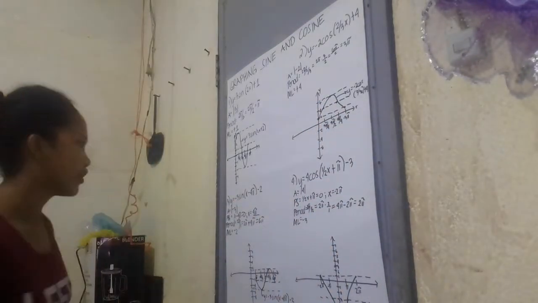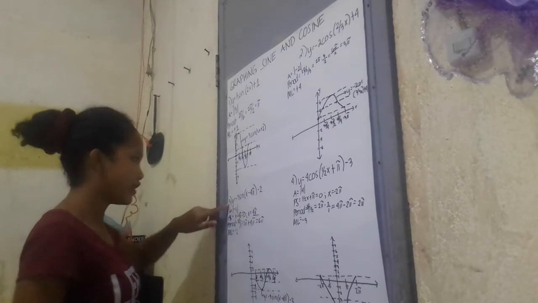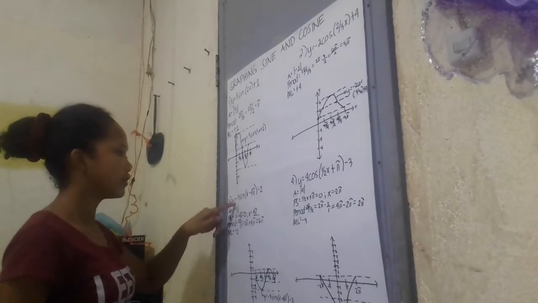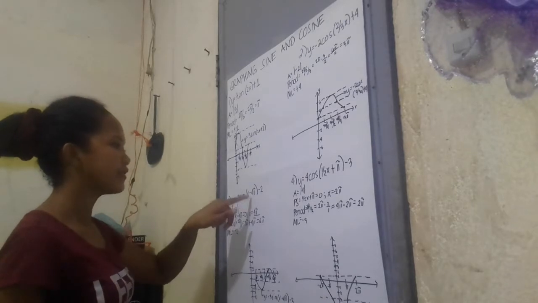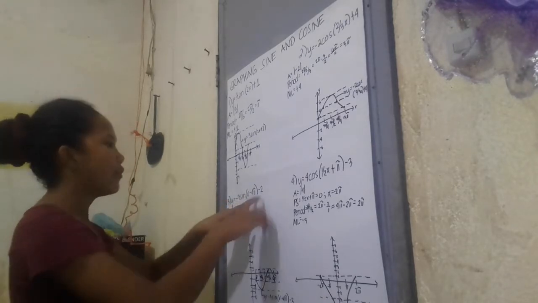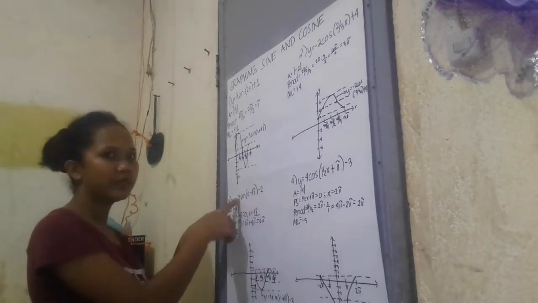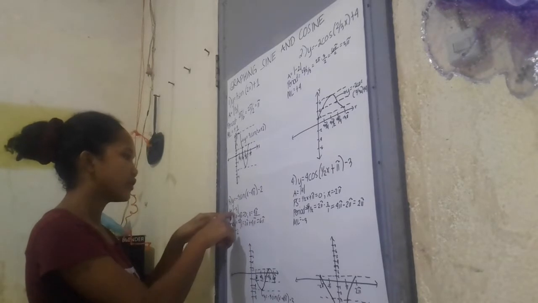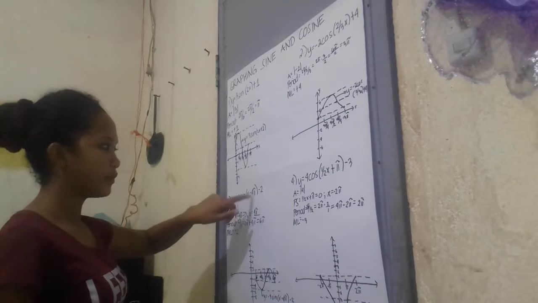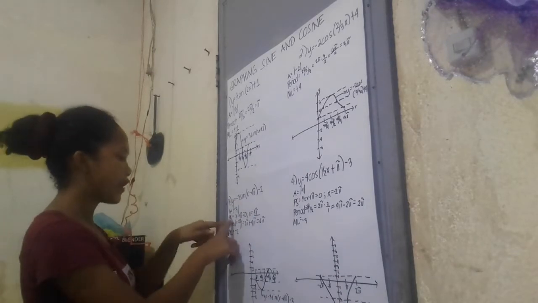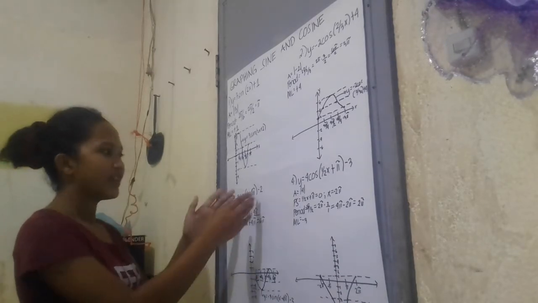Then here, we have a phase shift now. y equals negative 3 sine of x minus 4 pi, minus 2. So this is the amplitude. A is equal to the absolute value of 3.